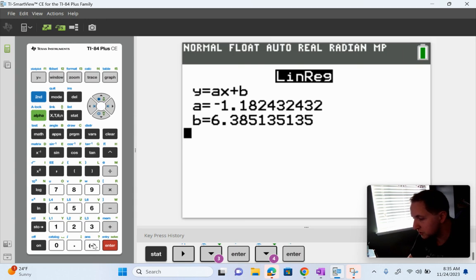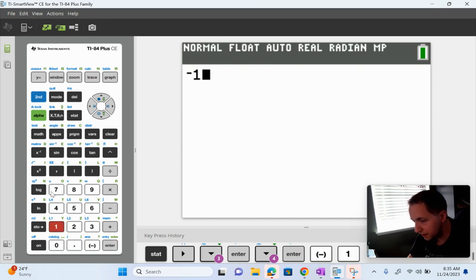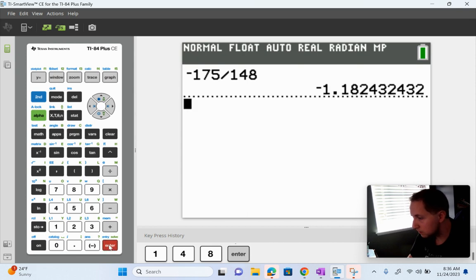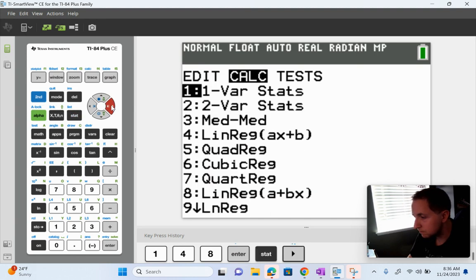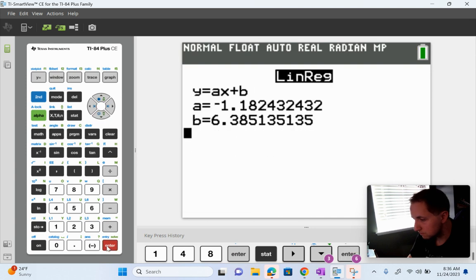So I'm going to put the fraction versions that we got in and compare them to the estimates on the screen. So if I do -175 over 148. Okay, I believe that's what we got for the slope. Let's double check. -1.182432432. Let's see. There it is. There's our slope, and let's confirm the y-intercept.